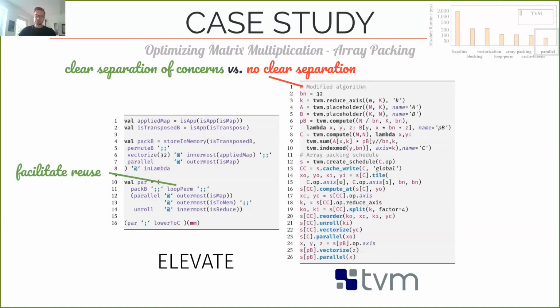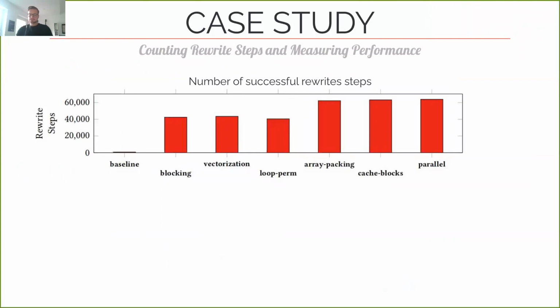To evaluate our approach, we looked at two things. In the first experiment, we simply counted the number of successful rewrite steps per version, which you can see here. Since the baseline version does not perform any interesting transformations, it only requires a few rewrite steps. But as soon as we're performing actual program optimizations, we reach about 45,000 and later up to 62,000 separate rewrite steps. This shows that our approach is scalable because we were able to define the complex TVM-like optimizations by simply composing a few rewrite rules using Elevate. Also, performing this many steps took less than 2 seconds per version on a regular notebook, so this is no bottleneck.